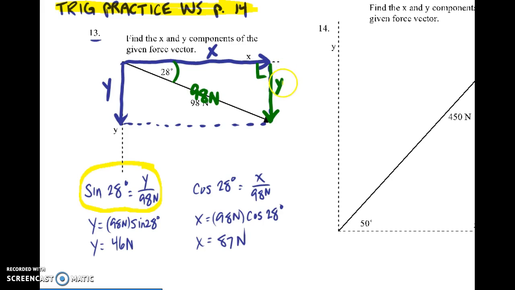The sine of 28 degrees is going to be opposite over hypotenuse, and sine of 28 is just a number. Doing the algebra, solving for y is 46 newtons. Cosine of 28 degrees to get x, right? Adjacent is what the x is to that 28 degrees, and so adjacent over hypotenuse, and do the algebra to solve for x, 87 newtons. So the components: x equals 87 newtons is the x component of this 98 newton force vector, and y is 46 newtons.